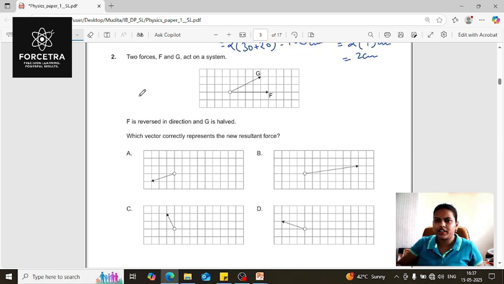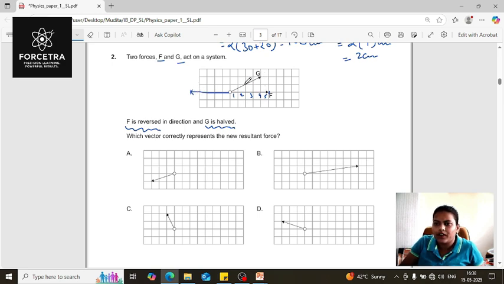Now let's see the second question. Two forces F and G act on the system. If F is reversed in direction and G is halved, which vector correctly represents the new resultant force? So we can see it is 1, 2, 3, 4 and 5. The length of this F is 5 boxes. So when it is reversed, it would be 4 and one more block to this side. And G would be halved.